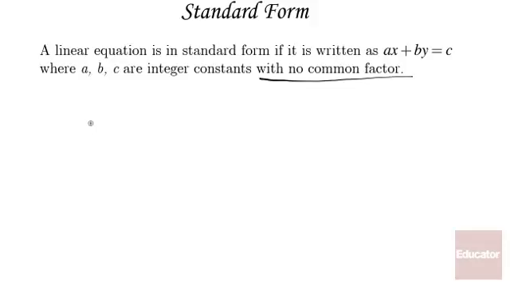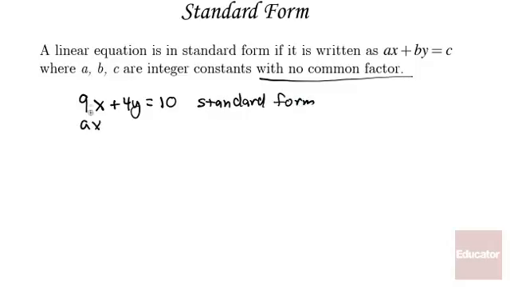For example, if I have an equation 9x plus 4y equals 10, this is in standard form. I have ax, so 9 is a, plus by, b is 4, equals c. c is 10, and there's no common factor.